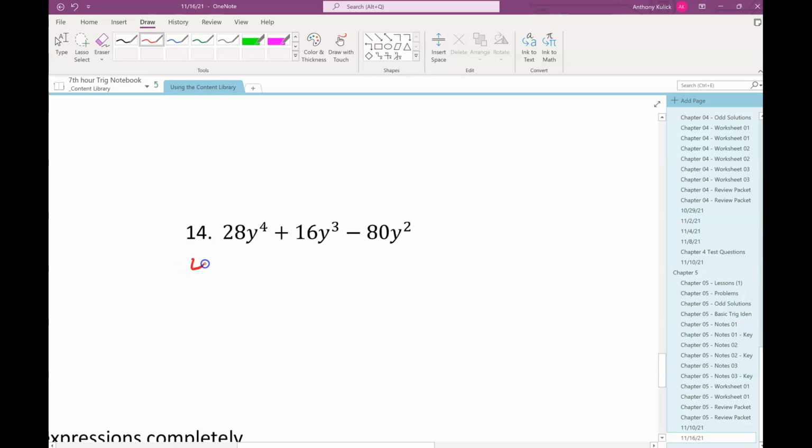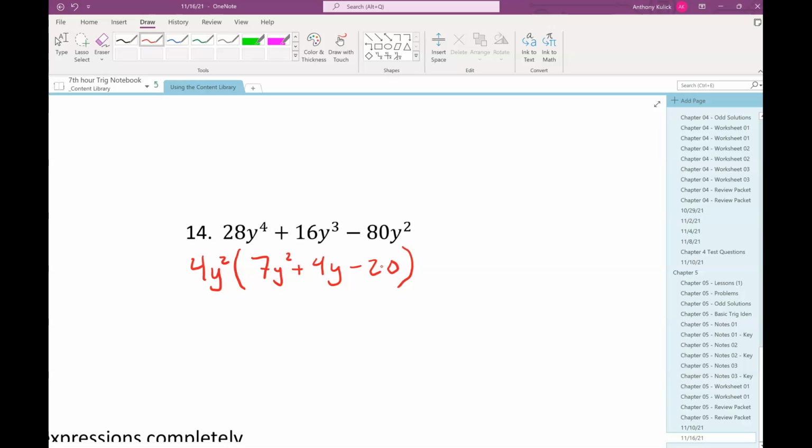Yes, Rami? Oh, okay. We're going to have to take out a 4y or just a 4. Yeah, we're going to take out actually a 4y squared, if we look at the variable parts, and they all have at least a y squared in them. So that's our first step. Cool so far, Jay? Okay.